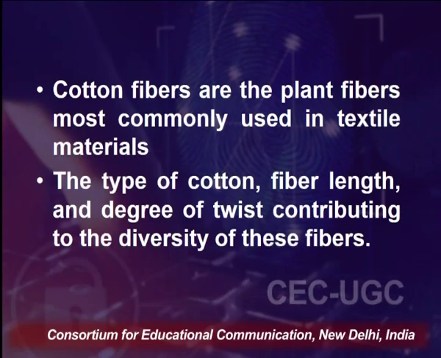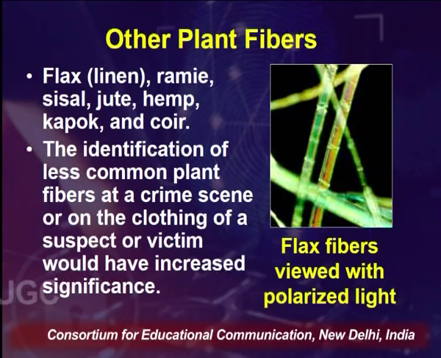That means different cotton fibers have different fiber lengths and the degree of twist will be different, and we can analyze this and differentiate between all these different types of fibers. Other fibers which are plant fibers are flax, through which the linen fabric is made, ramie, sisal, jute, hemp, coir. These are the examples of different plant fibers. So, this is how a flax fiber looks when we look under the polarized light microscope.